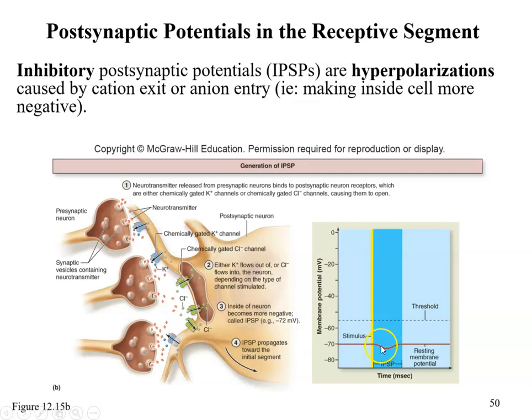Now, when you use inhibitory potentials, what you're doing is making the resting membrane potential more negative, and it's going to be harder to reach threshold in order to trigger an action potential. So that's what makes this inhibitory, okay? It just makes it harder for the cell to reach threshold.